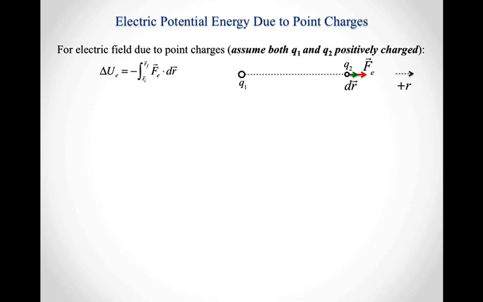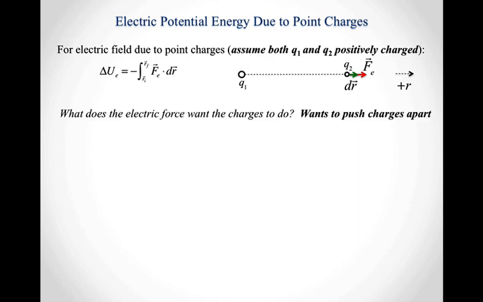I'm going to move Q2, and I'm going to move it away from Q1. So I'm going to increase its distance away from Q1. Let's let both Q1 and Q2 be positively charged, and so I know that the electric force acting on Q2 is going to point away from Q1. Again, if they're both positively charged, they're going to try to repel each other. So the electric force on Q2 points away from Q1.